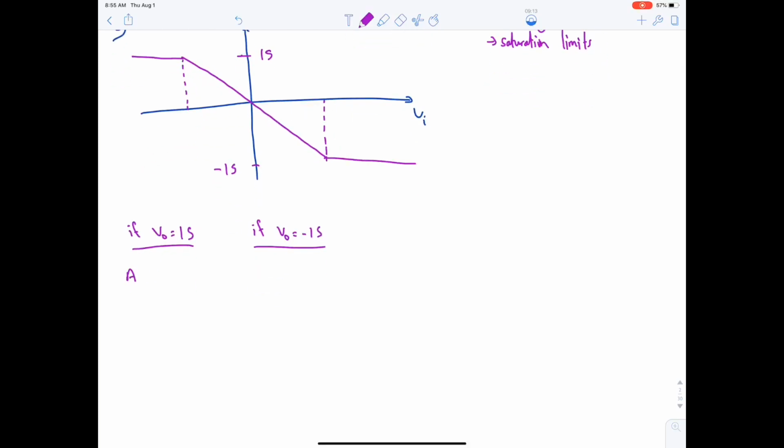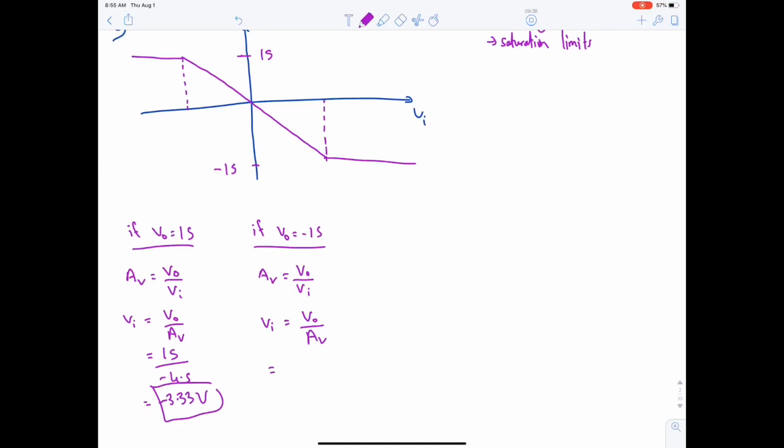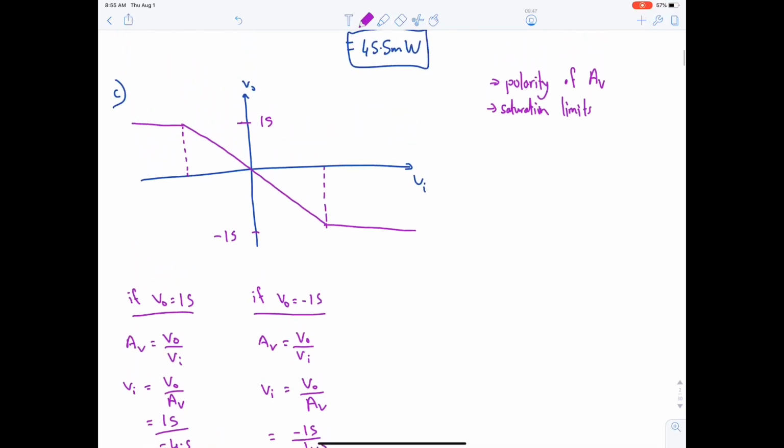Okay, so AV is equal to V output over V input. We want VI, so it's V output over AV. V output is 15 divided by minus 4.5, which will give us minus 3.33 volt. Okay, same thing applies here. VI is V output over AV, so it will be minus 15 divided by minus 4.5. Minus and minus cancel each other out, so here it's 3.33 volt. So this manner we are done.